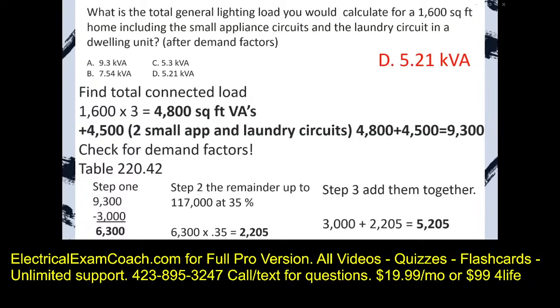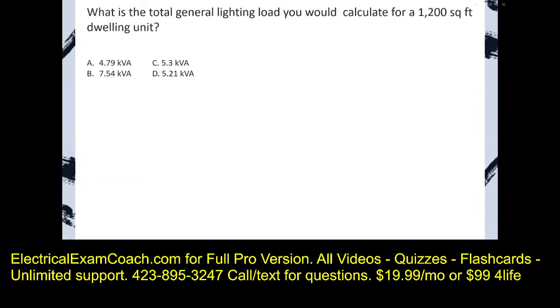Great job. What is the total general lighting load you would calculate for a 1,200 square foot dwelling unit? Notice that I took out all the pointers that we had in the previous slide. Anytime it asks for the total, you're always going to be applying a demand factor if there is one. And in every one of these type calculations, you're going to have the 2 small appliance and 1 laundry circuits.